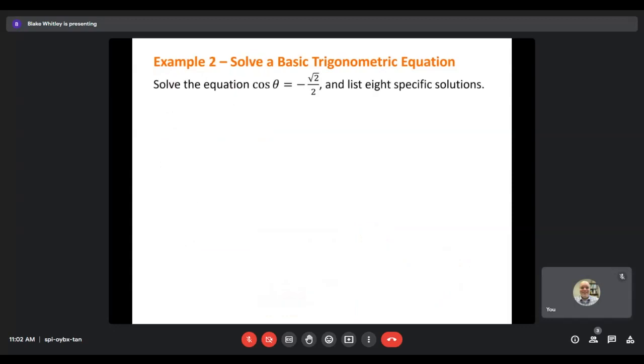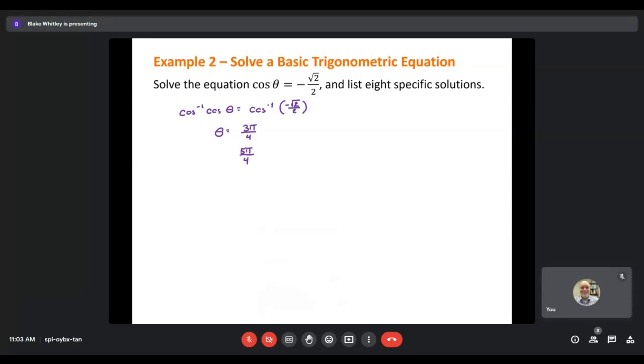All right, now our next one, we've got cosine theta is equal to negative square root of 2 over 2. So again, we're going to use our inverse to solve this. So we take the inverse cosine this time. And if we do that, that's going to give us theta equals inverse cosine of negative square root of 2 over 2. Because cosine is negative here, we know we're going to be either in the second quadrant or the third quadrant. And those two values are going to be 3 pi over 4 or 5 pi over 4.